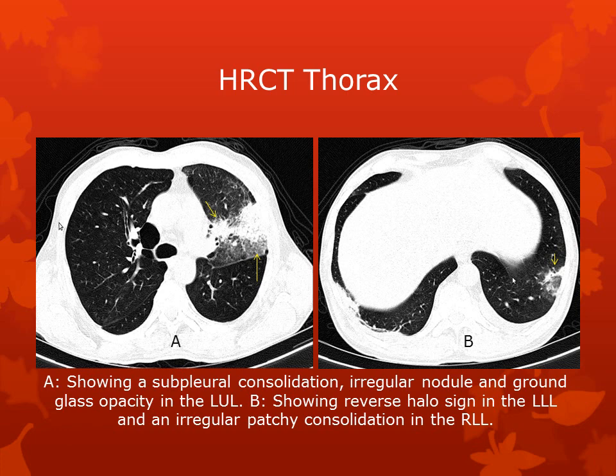Two HRCT cuts of a patient showing a peripheral subpleural consolidation, large ill-defined nodule and ground glass appearance in the left lower lobe, left upper lobe. Whereas in the left lower lobe, there is a ground glass area surrounded by a rim of consolidation. And right lower lobe shows an irregular patchy subpleural consolidation.